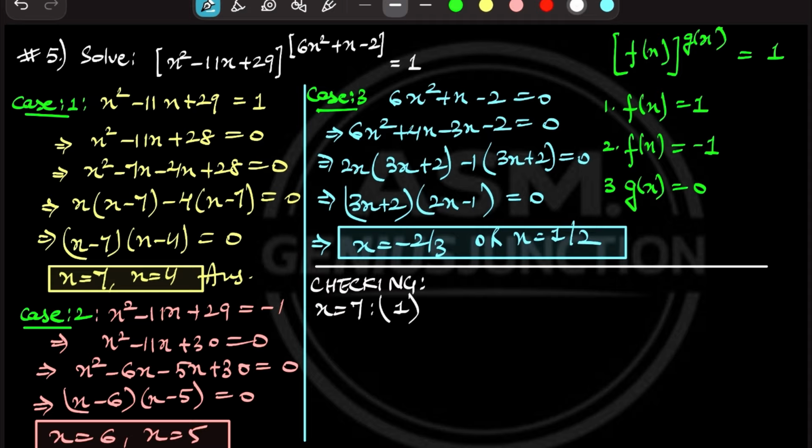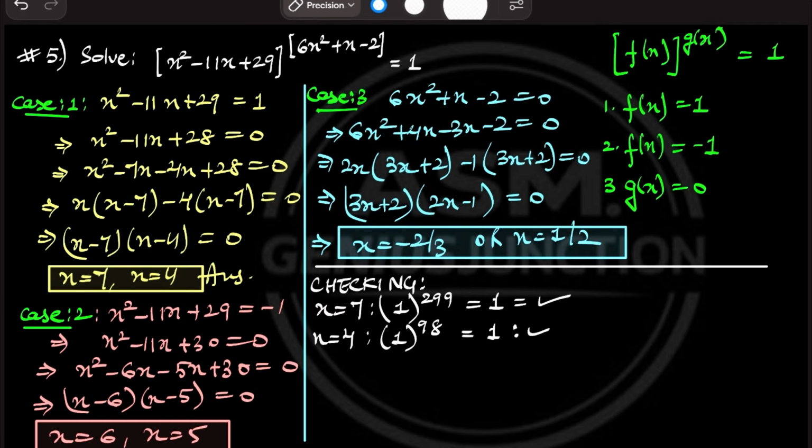So when we put x is equal to 7, we get 1 with the exponent as 299, and again it is going to give me the value as 1, which is accepted, right? Now I will put x is equal to 4. When I put x is equal to 4, again I'm going to get x square minus 11x plus 29 as 1, and the value of the exponent is going to be 98. Again it is going to give me the value as 1, so yes, it is also accepted. I am expecting that you are able to understand all these steps in an effective way.